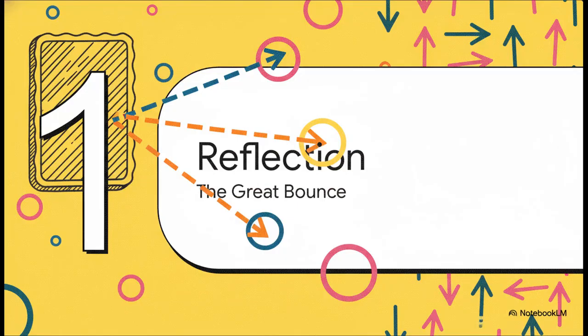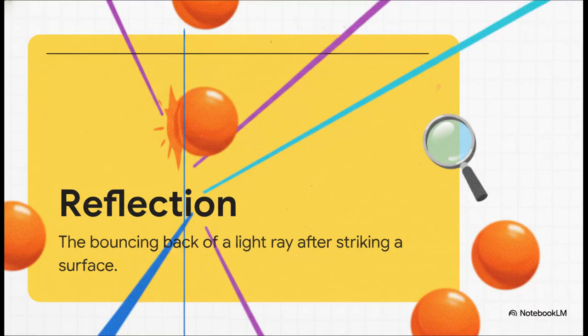So first up, reflection. What happens when that straight beam of light smacks into something it can't pass through, like a mirror? Well, it bounces off. This is what we call reflection, and it follows some really neat and tidy rules. Yep, that's the official definition. Reflection is just what happens when a light ray hits a surface and bounces off, changing its direction.